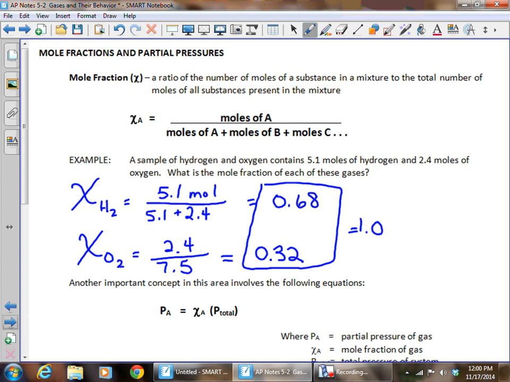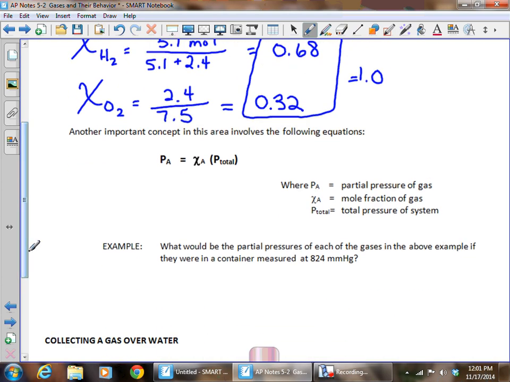Just like percentages have to add up to 100. So we could say, if we were dealing with percentages, that 68% of the particles of this container were hydrogen, 32% is oxygen. We're just not going to mess with that times 100. Because when we get down to this next equation, we can find the partial pressure based on those mole fractions. We're going to take the total pressure and multiply it by the mole fraction. It's just like a percent problem. We're just not going to deal with moving the decimal place. So the partial pressure of the gas is equal to the mole fraction of that gas times the total pressure.